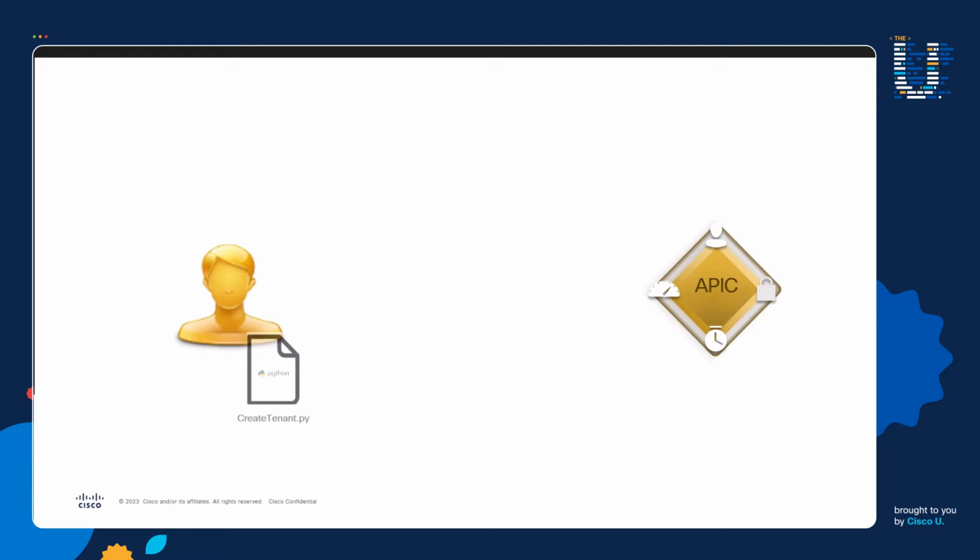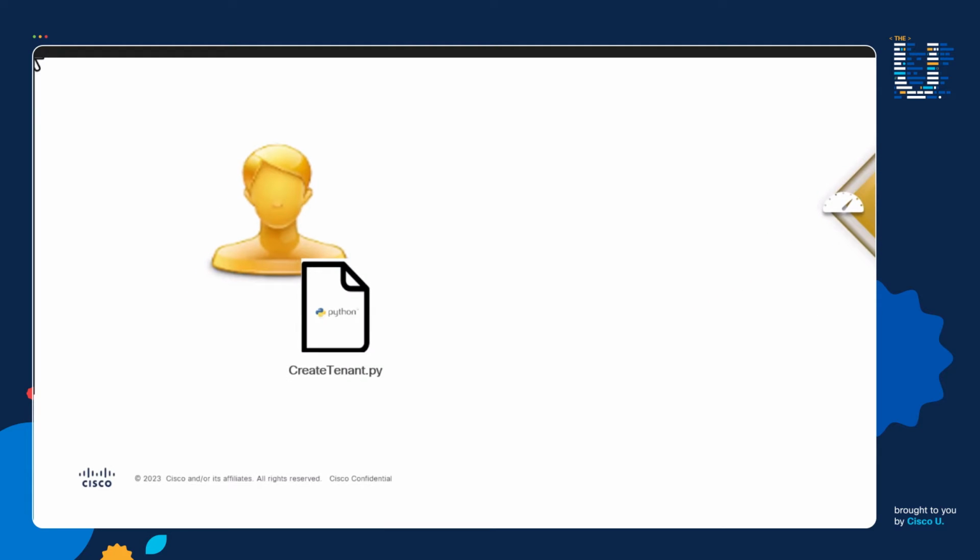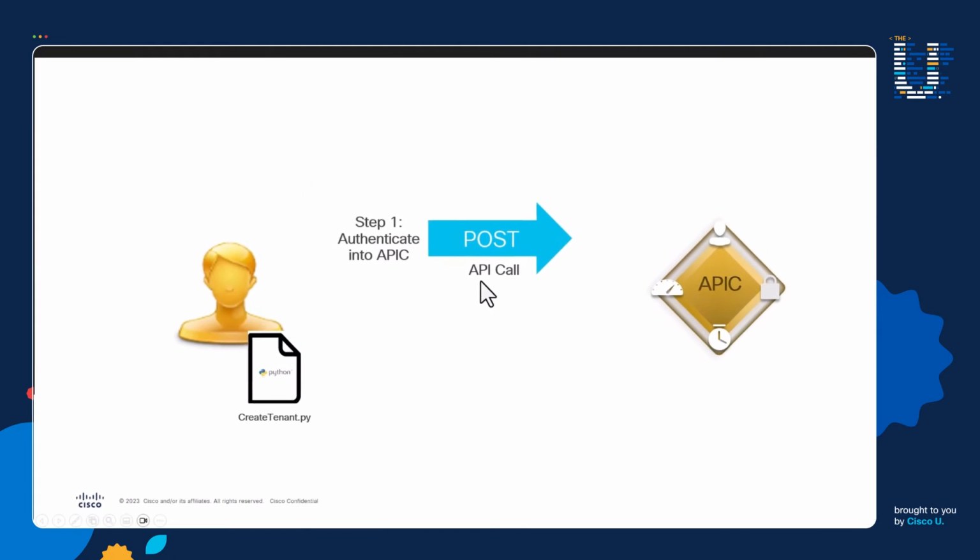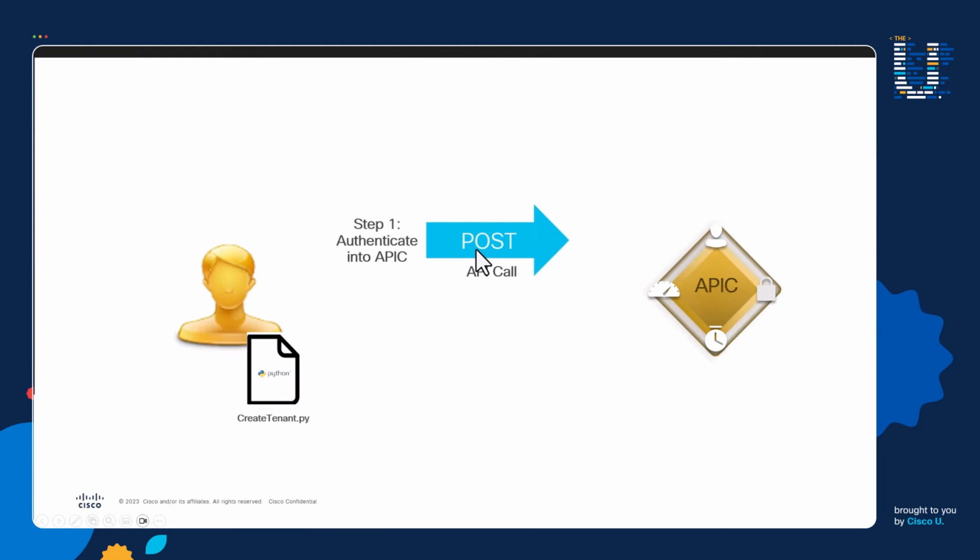So we just created a file called createTenant.py. And if we are gonna run that script and we want it to work, that script first needs to authenticate into the APIC, and it needs to receive something called a special token ID. And then after it gets the token ID, then it can send the HTTP post API call to create the tenant. Right now in our script, we only have the HTTP API call to create the tenant. We're not authenticating into the APIC.